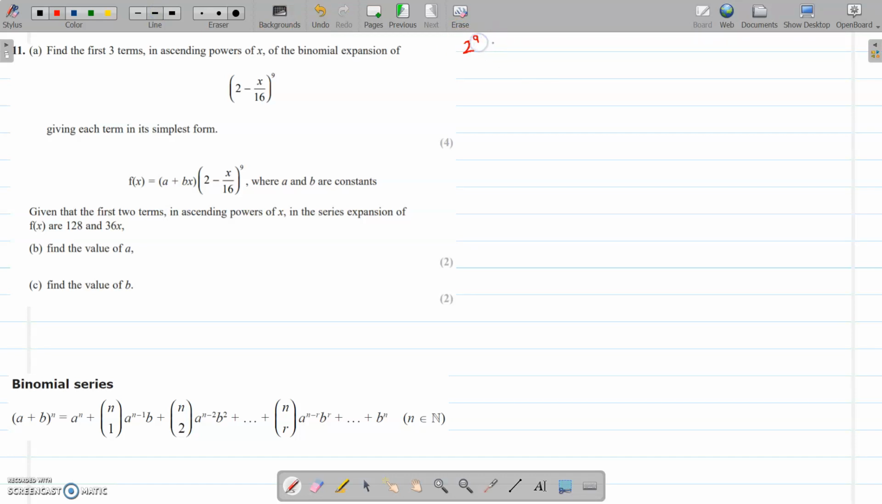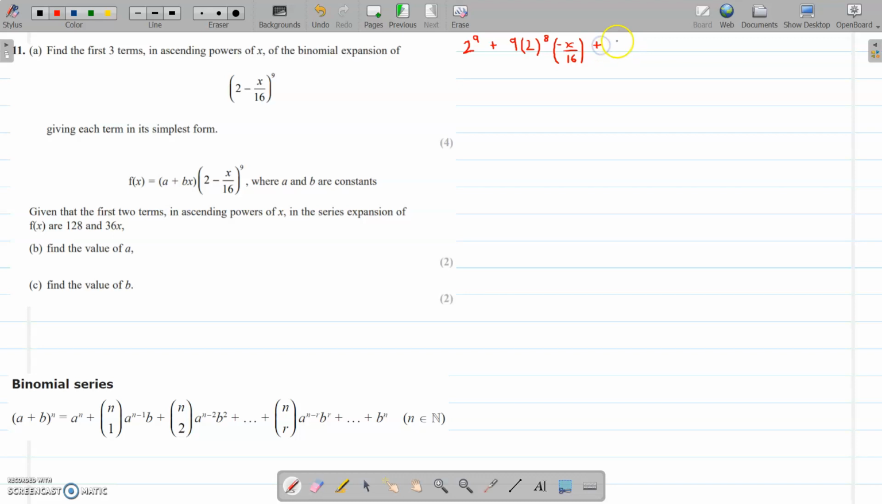Then we're following that with 9C1, which is just 9, and then it's 2 to the power of 8. You need to put the 2 in brackets there, and times that by b, which of course is negative x over 16. So negative x over 16, and that goes in its own bracket too. Don't be tempted to do too much simplifying at this stage, especially when minus signs are involved.